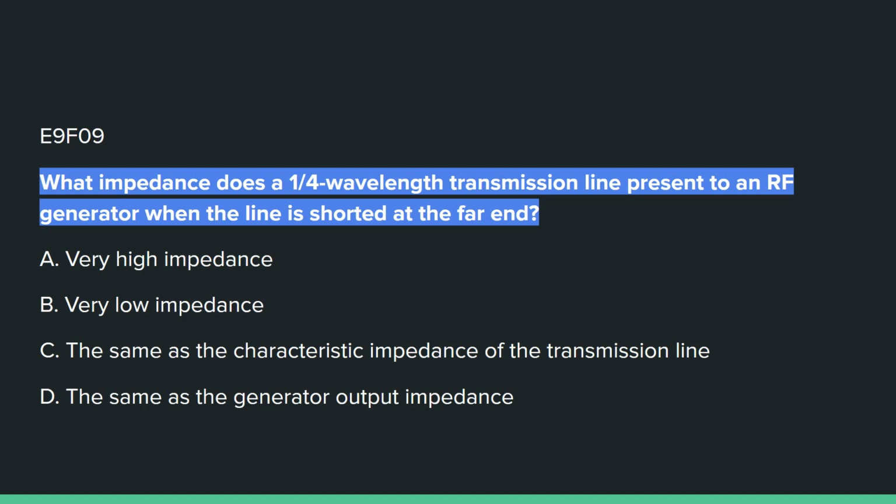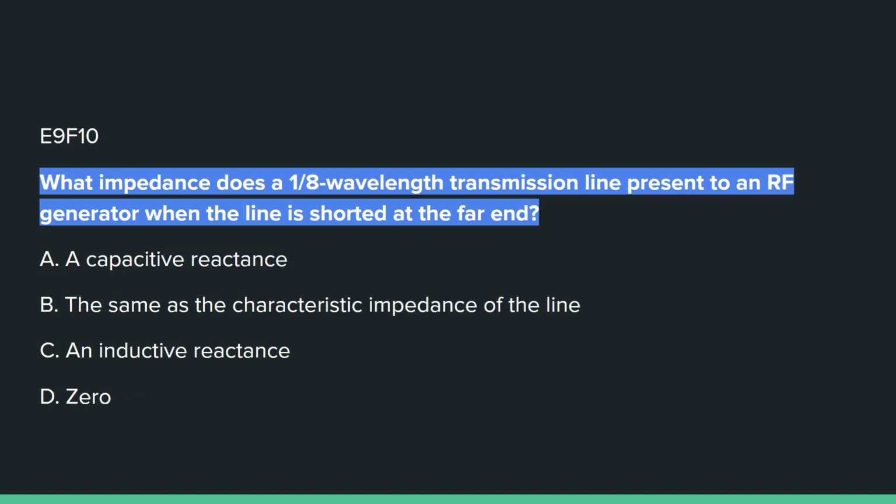E9F09, what impedance does a quarter wavelength transmission line present to an RF generator when the line is shorted at the far end? A. Very high impedance. E9F10, what impedance does a 1/8 wavelength transmission line present to an RF generator when the line is shorted at the far end? That's C. An inductive reactance.